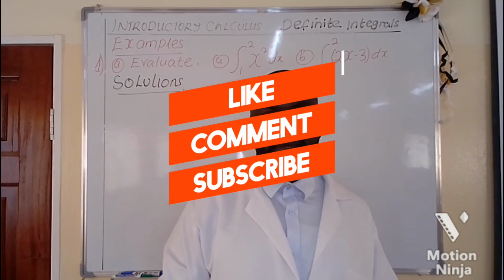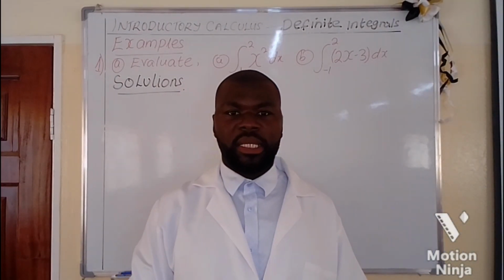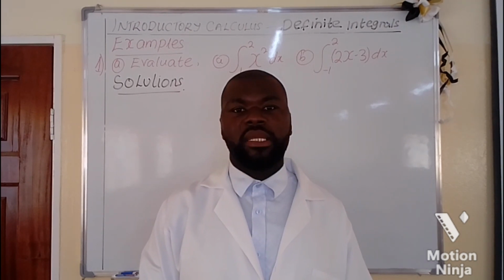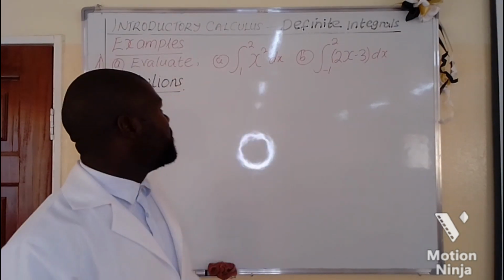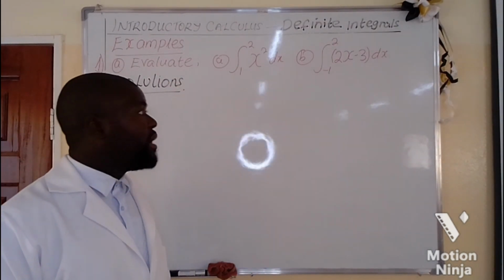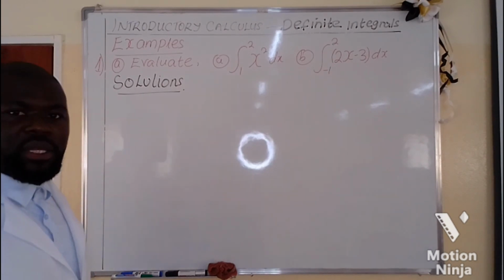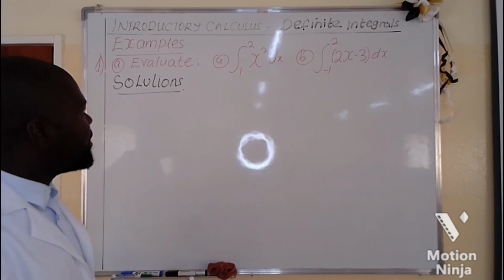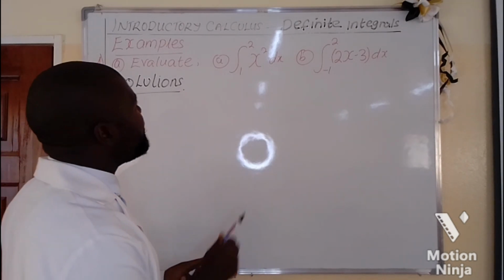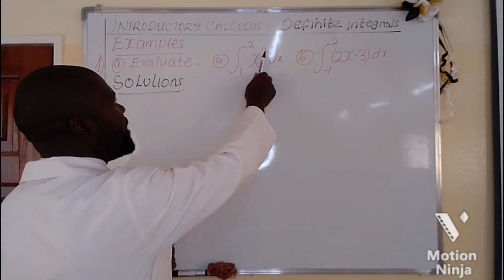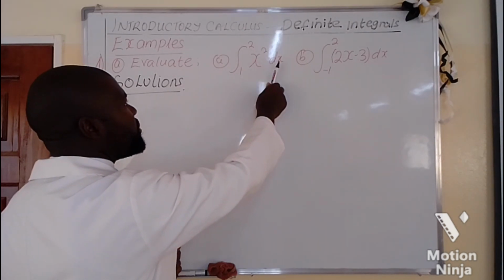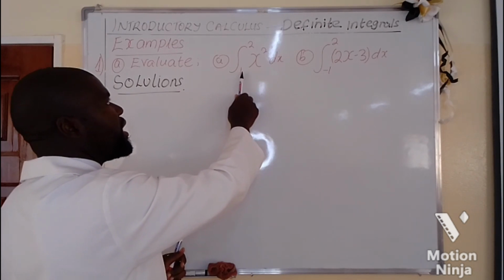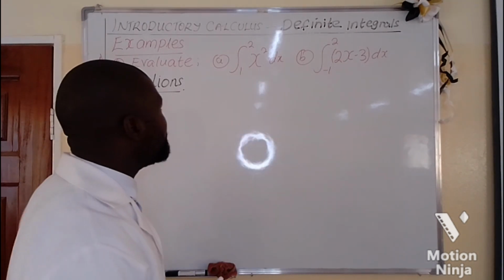Welcome back. We are continuing our discussion on introductory calculus, where we are looking at the definite integral. So we have examples on the board where we are told to evaluate the integral of x squared with respect to x, the lower limit 1, the upper limit 2.